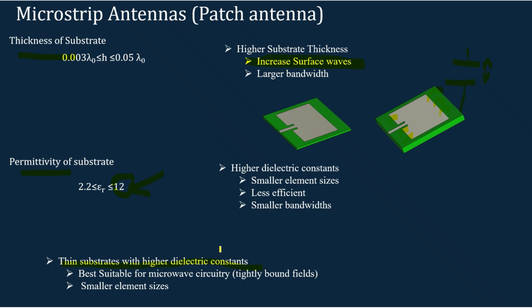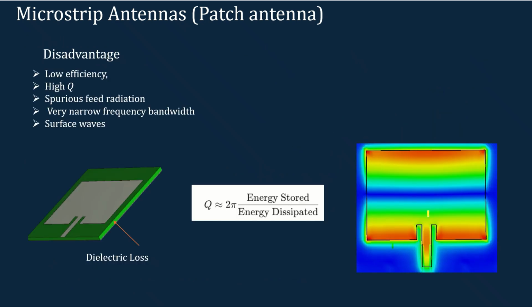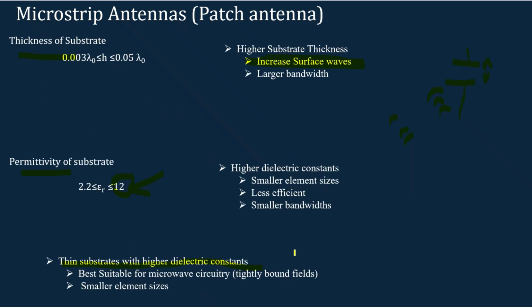In most MMIC designs, it is preferable to have a thin substrate with a high dielectric constant. If we have a thin substrate and high dielectric constant, it can tightly bound the fields within the dielectric, and there won't be any spurious radiation as we have seen in these types of structures. So it can effectively reduce the interference in PCB structures. That is why this is one of the requirements when designing the antenna.